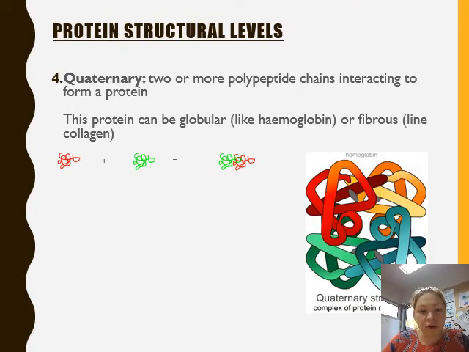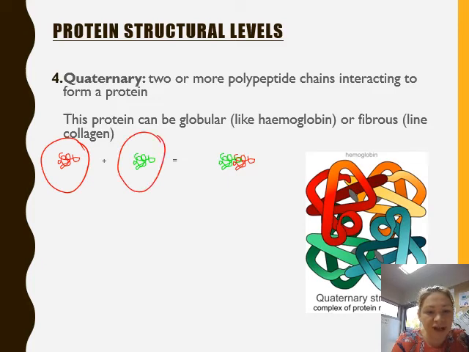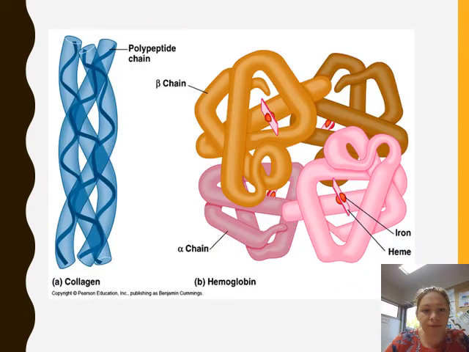The final level of protein structure is our quaternary structure. This is where we see 2 or more polypeptide chains interact with each other to form a functional protein. So this is where we literally have 2 different amino acid chains joined together to form a functional protein. This is not the case for all proteins. Not all proteins will have a quaternary structure, but many do. We can see here in hemoglobin, we've got 4 different polypeptide chains joined together to form a quaternary structure and therefore a functional protein.